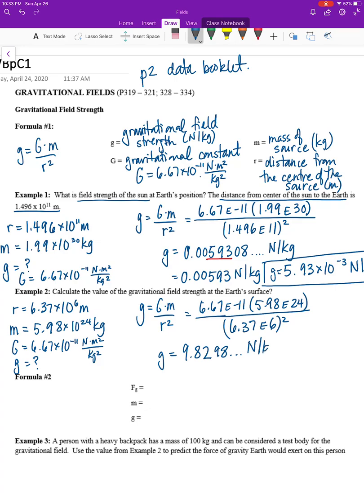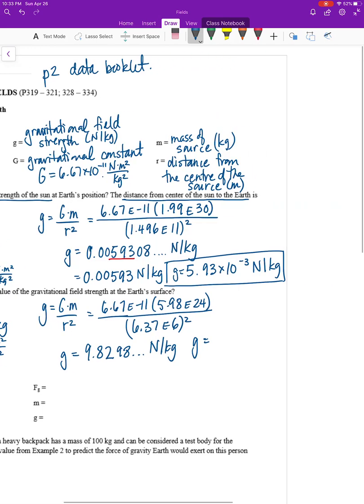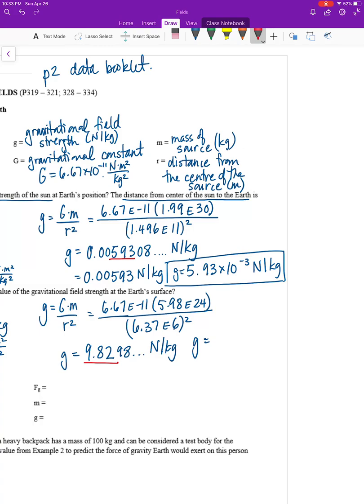Again, the units are newtons per kilogram, and therefore we're now going to round that to 3 digits. So again, we're looking for these 3 digits here. So our answer will become 9.8. That 2 is going to round up to a 3, and I'm always going to put in the units for the final answer.